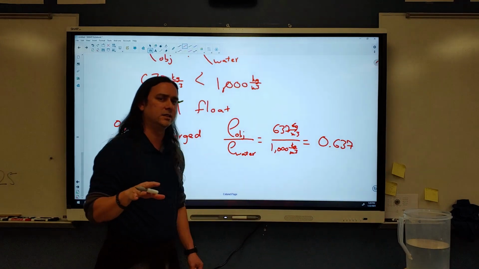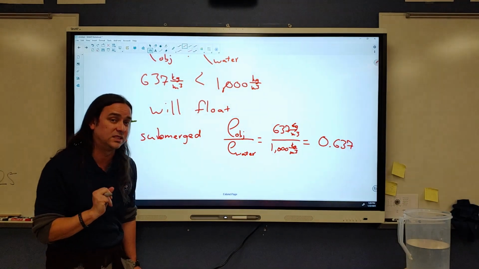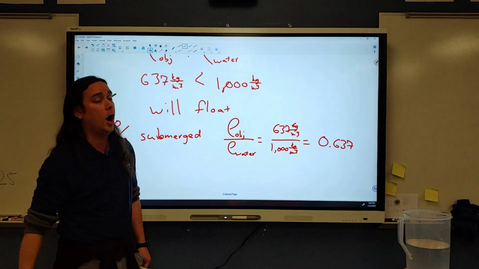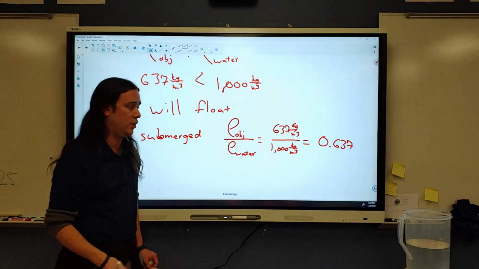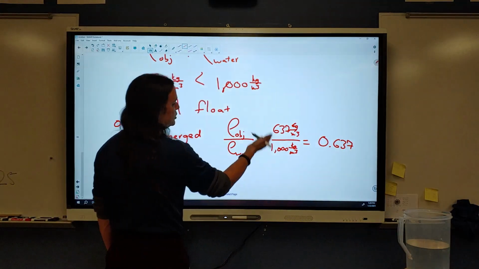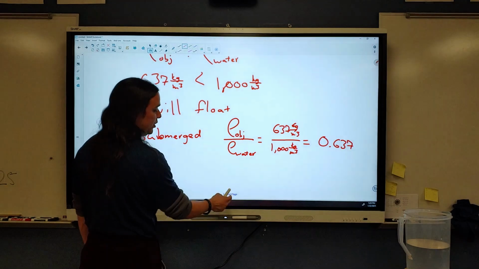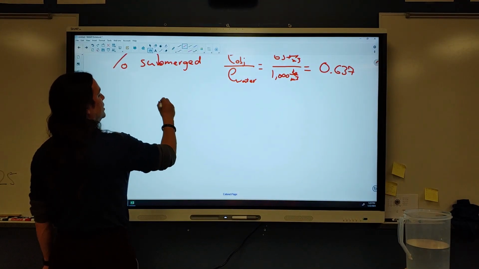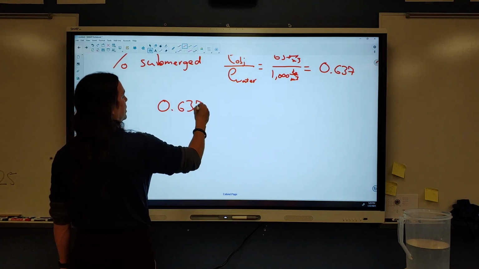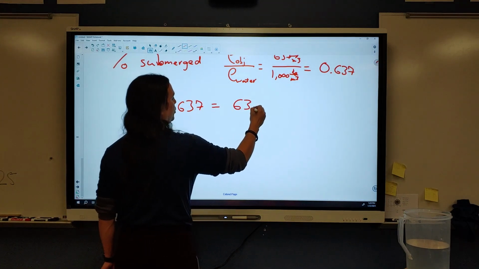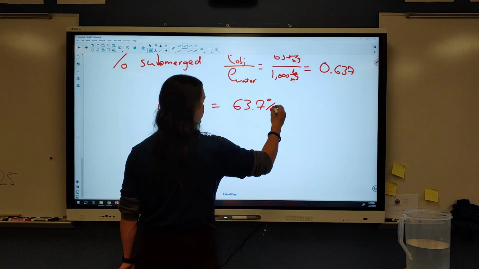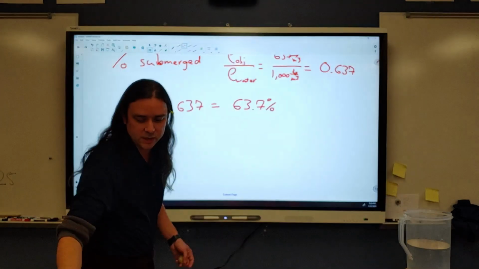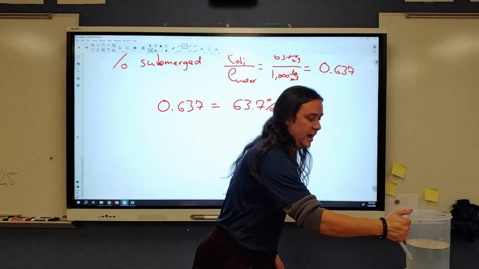In fact, this ties into something, you're welcome to Google it. It's called specific gravity, which is actually a more common way to deal with densities in engineering applications. The nice thing about it is no matter what units you use, you end up with a dimensionless number, so everybody agrees on the same number. But in this case, 0.637 is the equivalent of about 63.7%. So I predict a little over half of this is going to end up underwater.